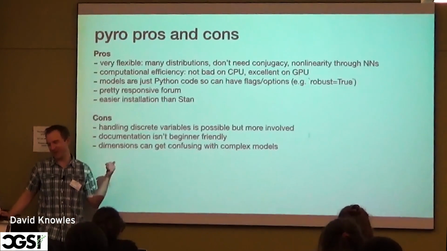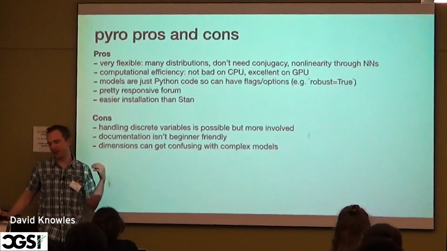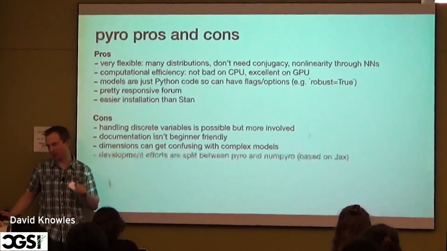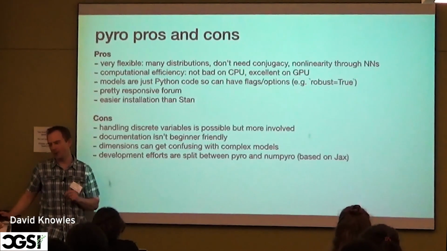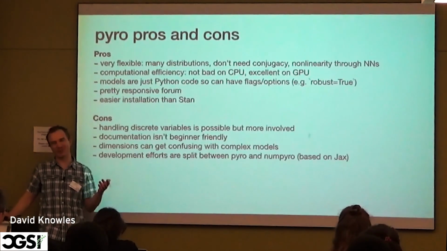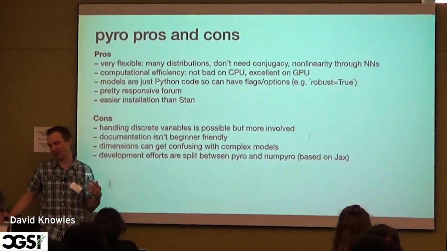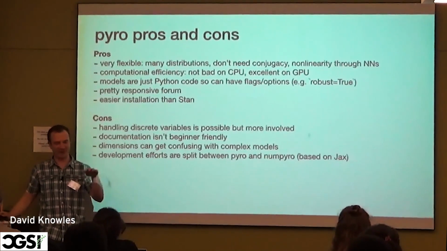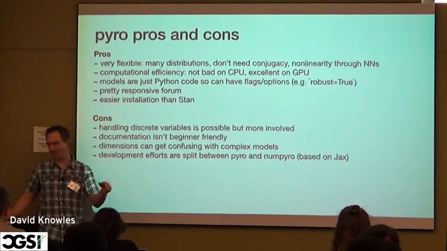I tried to sort of hide this, but dimensions can get a little confusing with complex models, like what dimensions of tensors are corresponding to. One unfortunate thing now in a way is there's now Pyro and NumPyro, which is based on JAX, which is another deep learning library. So that can be a bit confusing. You'll think you've found some function you need, and actually it was for NumPyro instead of Pyro.